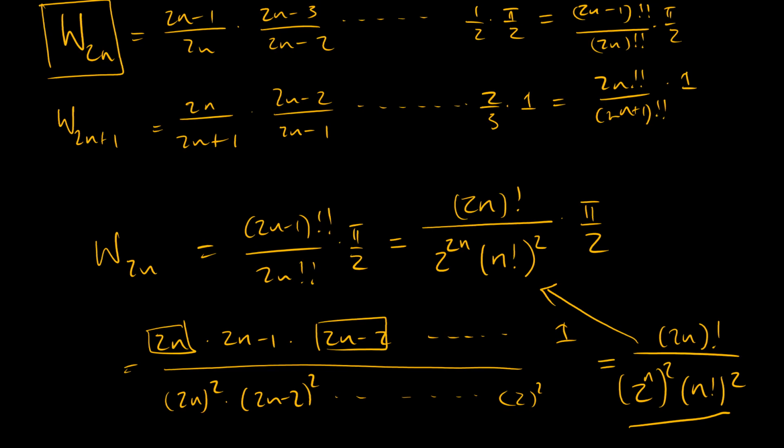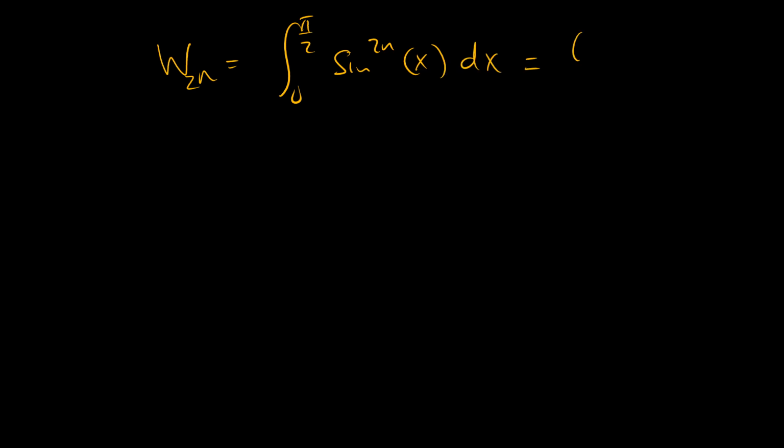Okay, so with that in mind, we have shown that our Wallis integral from 0 to pi over 2 of sine to the power 2n of x dx is equal to 2n factorial over 2 to the power 2n, bracket n factorial squared, times pi over 2.